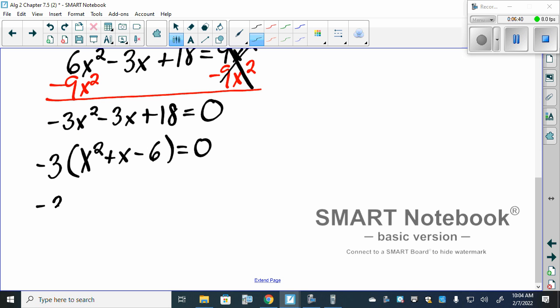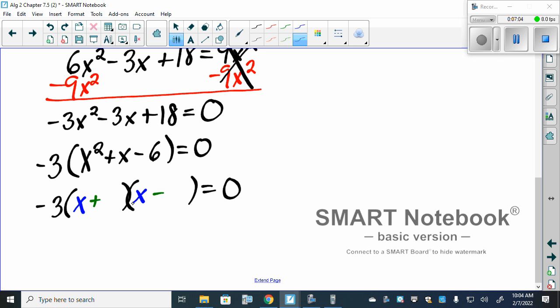So here we're going to have negative 3 and 2 sets of parentheses is equal to 0, because this here will factor. Now since the 6 is negative, our signs are going to be positive and negative. And the factors of x squared are x and x.